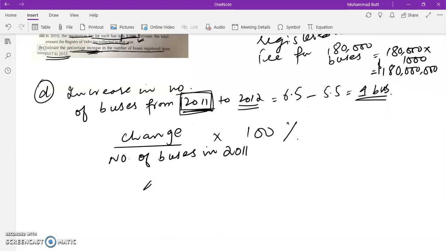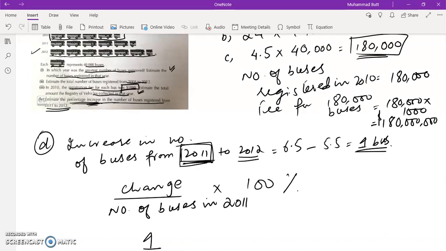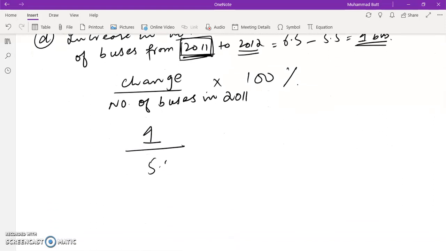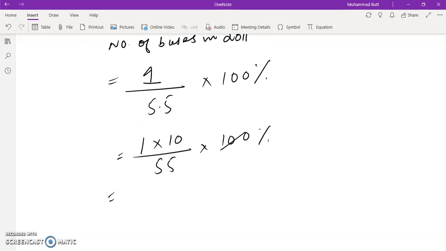The change is of 1 bus as per the pictogram, and the number of buses in 2011 are 1, 2, 3, 4, 5, 5.5. We will multiply it by 100%. And we know that when there is a decimal in the denominator, with 1 decimal place, we'll multiply the numerator by 10 to remove the decimal point, and we'll multiply it by 100%. Then 5 2s are 10 and 0, 5 1s are 5, 5 1s are 5, that is 200 divided by 11, and the percentage increase is 18 whole 2 by 11%.